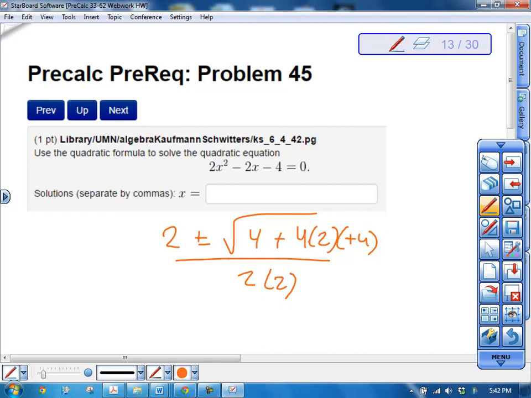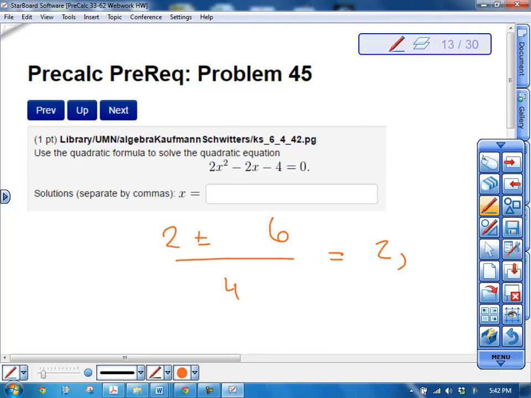Double negatives cancel. 4 times 4 is 16, times 2 is 32. Plus 4 is 36. Square root of 36 is 6. In the bottom I have 4. So I have 2 plus 6, which is 8 over 4, which is 2. And I have 2 minus 6, which is negative 4 over 4, which is negative 1. So there's the two answers.